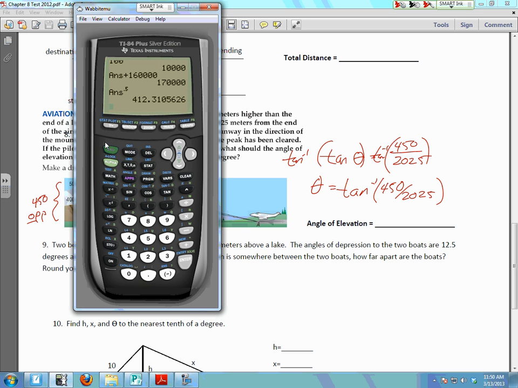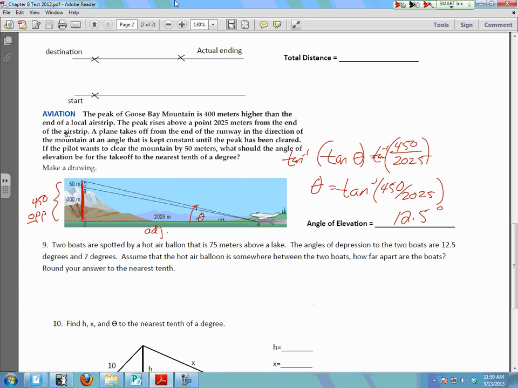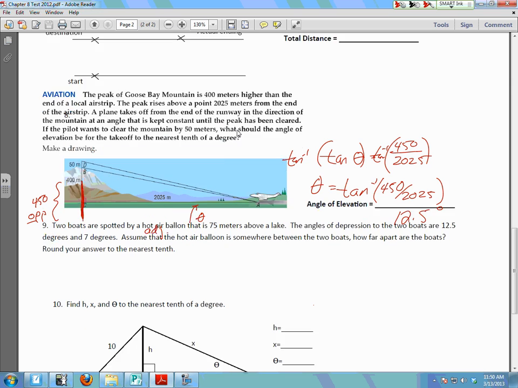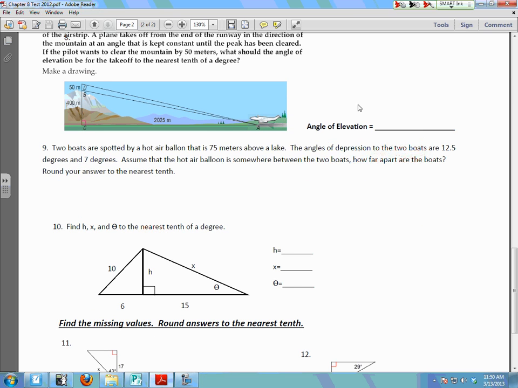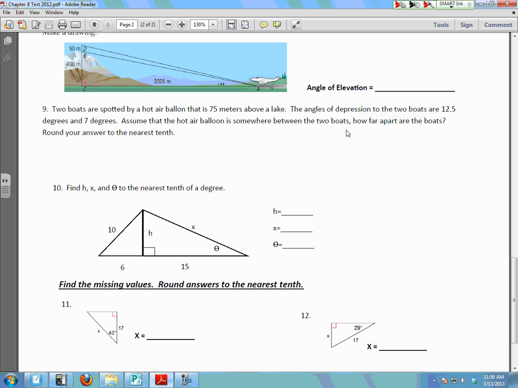And now I'm going to set second tangent, 450 divided by 2025. Hit enter, 12.52, so I'll just round that to 12.5. And remember, this is degrees. So the airplane needs to take an angle of 12.5 degrees so that they miss the top of that mountain by 50 meters.